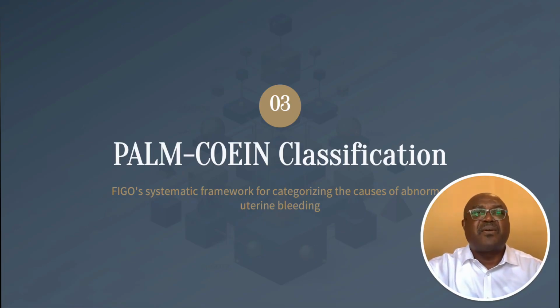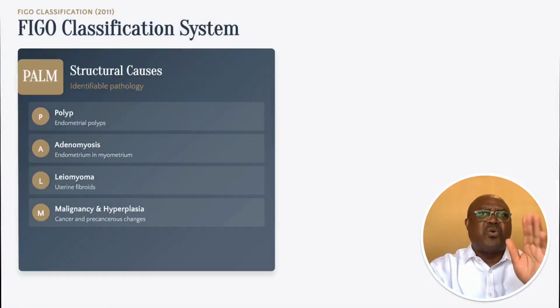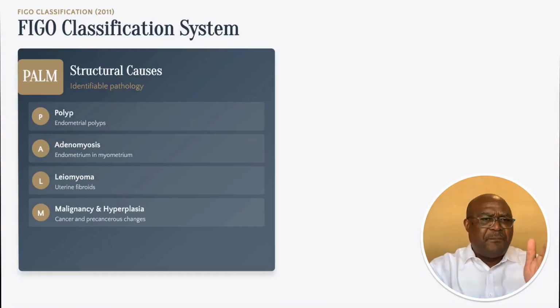PALM-COEIN is an acronym representing 9 potential causes of abnormal uterine bleeding. The first 4 represent structural causes, meaning identifiable physical pathology. So the P is for polyp, A is for adenomyosis, the L is for leiomyoma, commonly known as fibroid, and the M is for malignancy and hyperplasia.